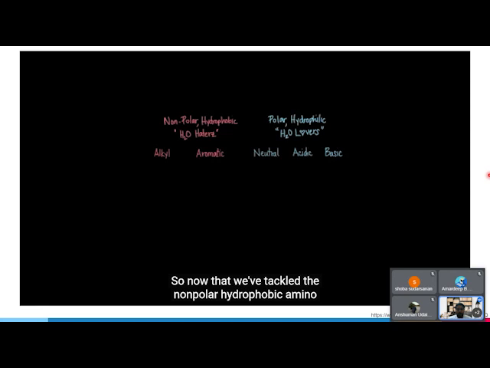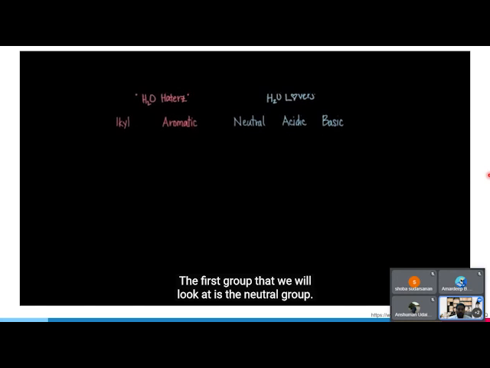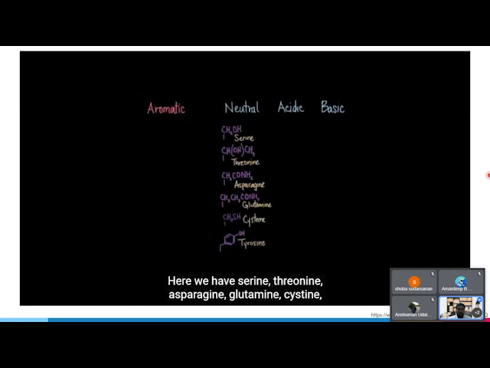All right, so now that we've tackled the nonpolar hydrophobic amino acids, let's dive on into the polar and hydrophilic amino acids. The first group that we will look at is the neutral group. Here we have serine, threonine, asparagine, glutamine, cysteine, and tyrosine. The way that I remember that these are the polar amino acids is that these amino acids have a side chain that contains an oxygen or a sulfur atom, which tends to hog all the electrons around them to create a localized negative charge over that atom and then a positive charge over the rest of the side chain.